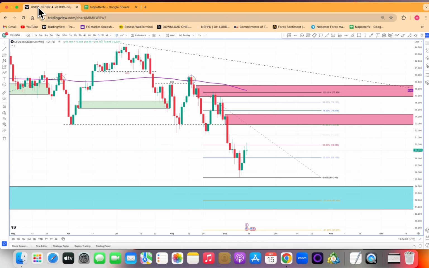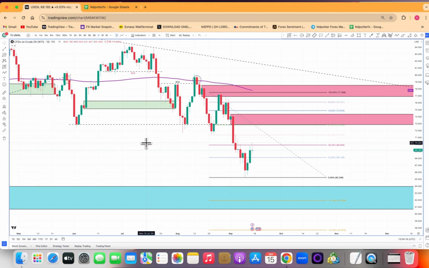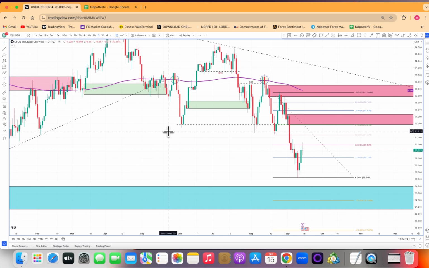And if you look at the oil chart, you will see that it is aligned with what we see on the data. So this is the daily time frame on oil. If you look at the daily time frame here, you will see that it is very, very bearish. Let me zoom in.